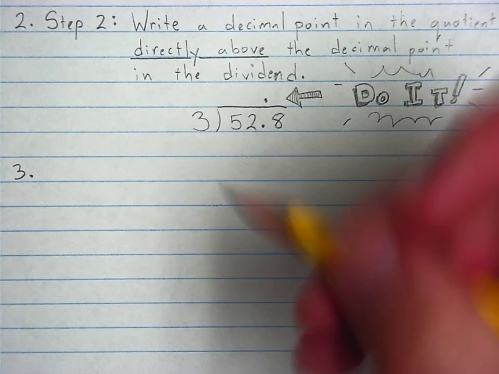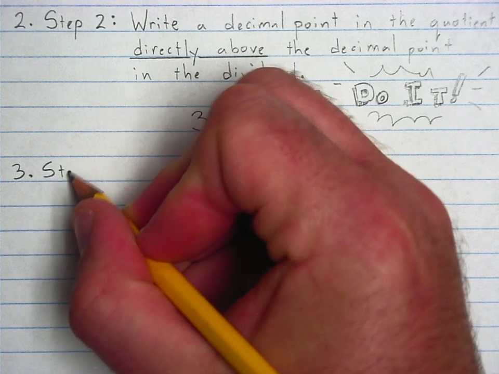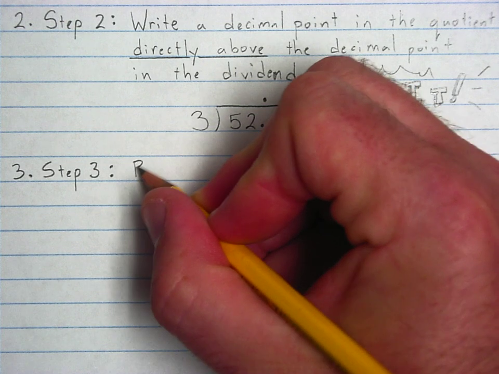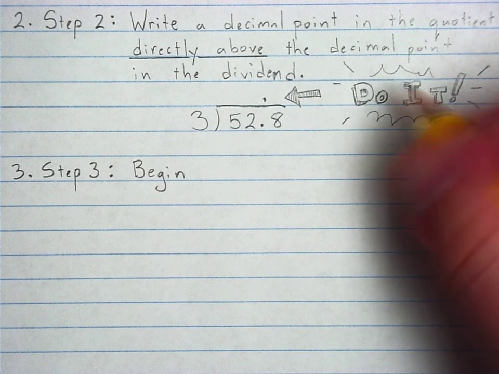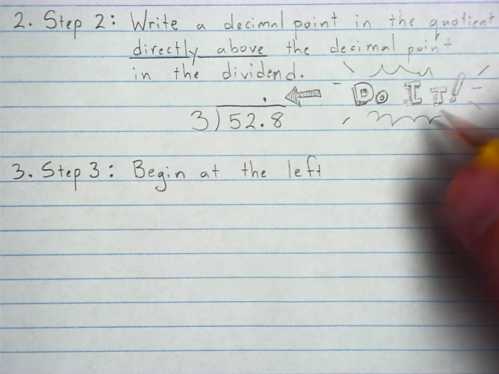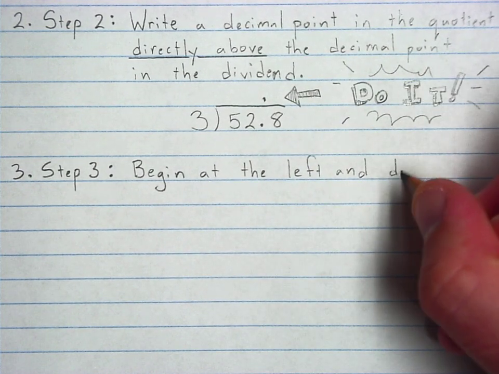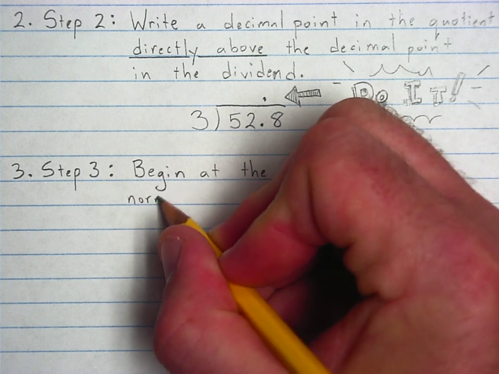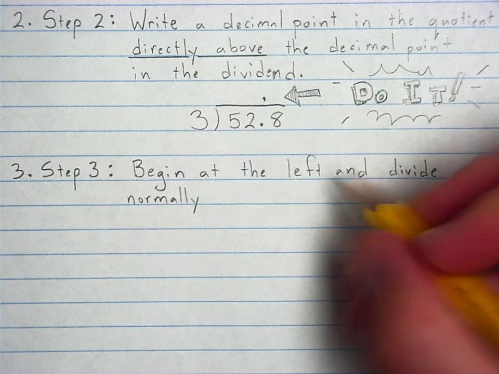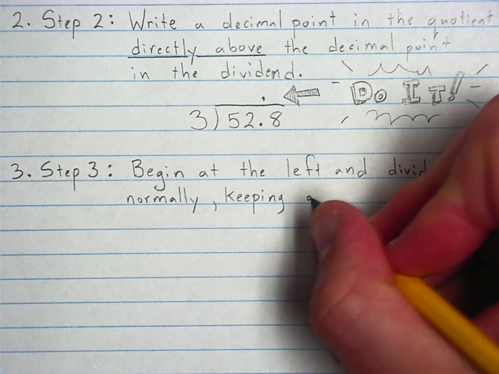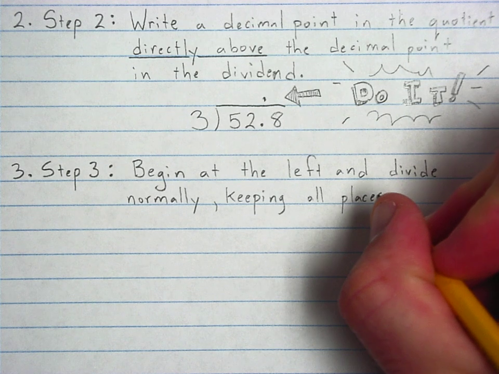Now, for step 3, we need to kind of revisit the steps for long division. You are going to begin at the left and divide. Begin at the left and divide normally. Let me put that down here so there's more room. Divide normally, keeping all places lined up.